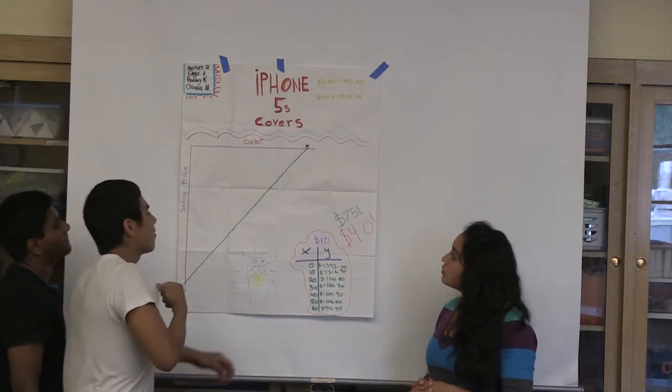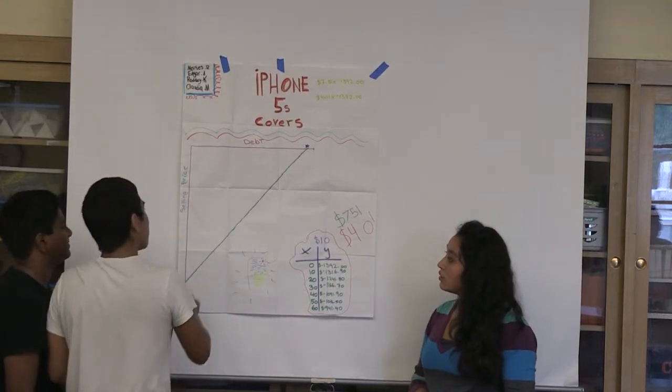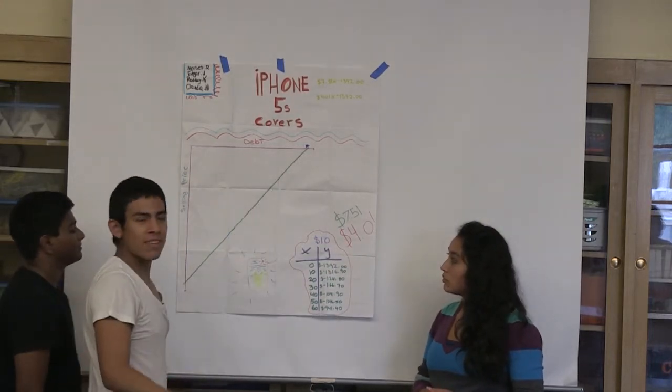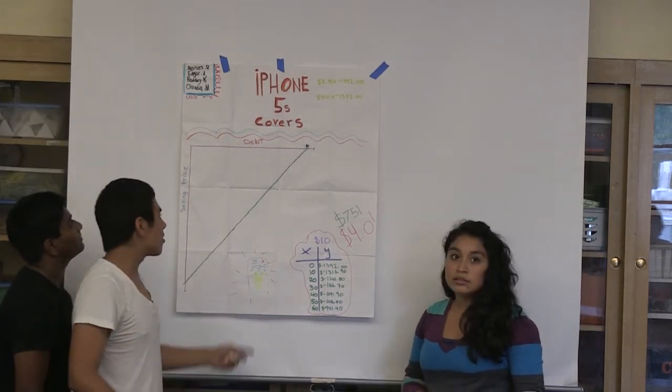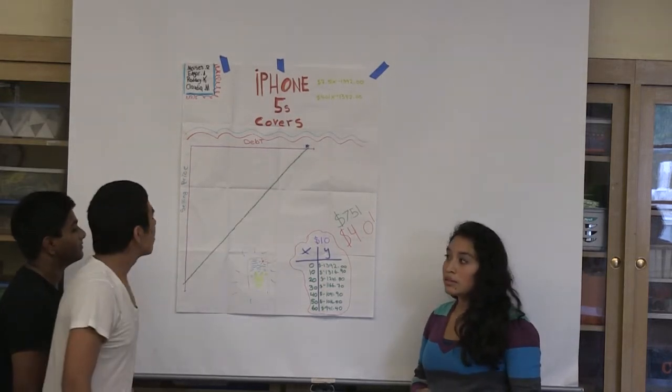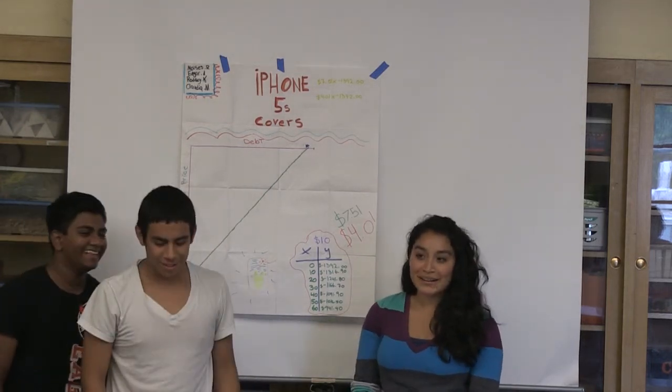And since we want to sell it for $6.50, we didn't put it on the graph, but I mathed it out, and we had to sell 364 to get to our break-even point. And that's our presentation.